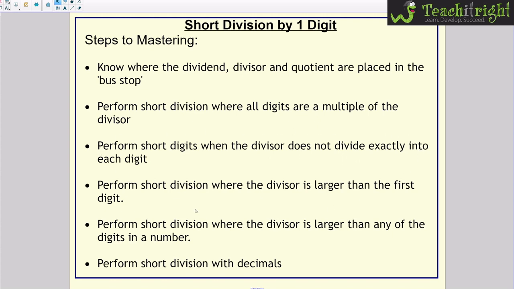We're going to perform some short division where the divisor is larger than the first digit. We're going to talk about what happens in that case when you're trying to divide, for example, 8 into 203. That 8 won't go into that first 2, so we'll see what we do in that situation. And finally, we're going to look at some short division involving decimals and see if that puts us off or if we can figure out how to go.